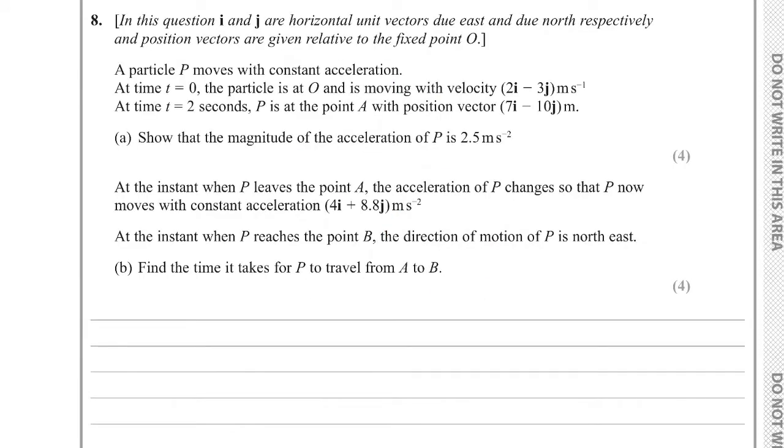In question 8, we're being given that the particle is moving with constant acceleration. We have the initial velocity 2, minus 3, and we know that after 2 seconds, it's at point A with position vector 7, minus 10. To find the acceleration, we'll be using r equals ut plus a half at squared.